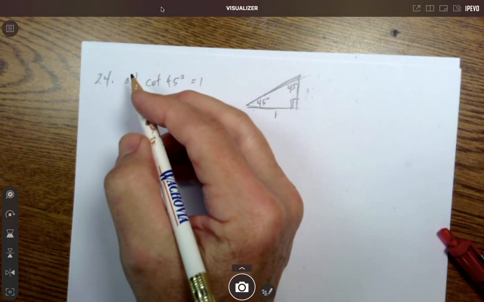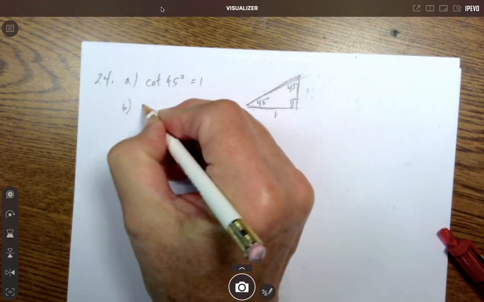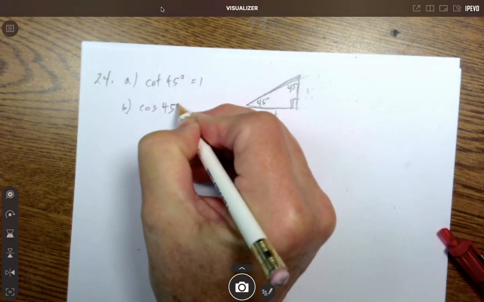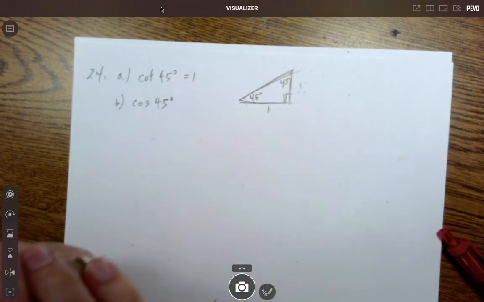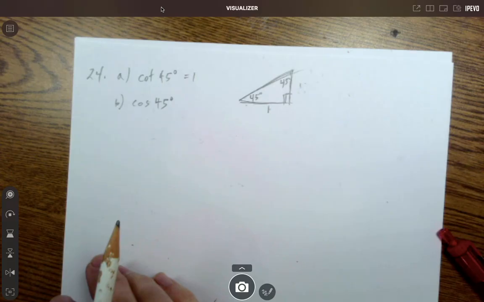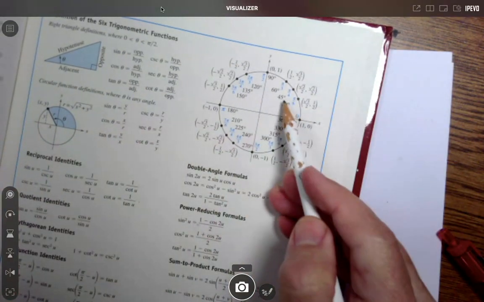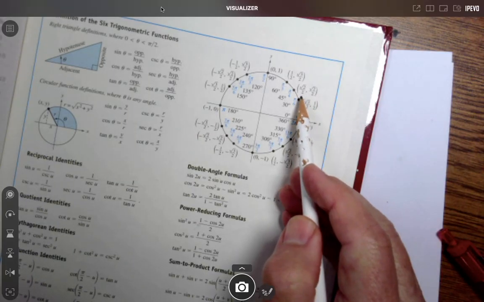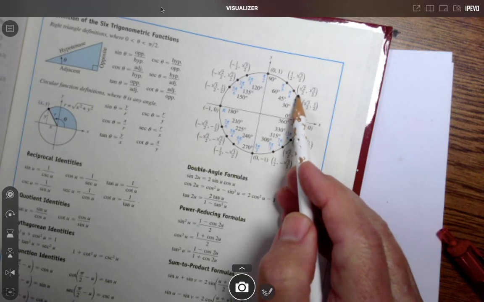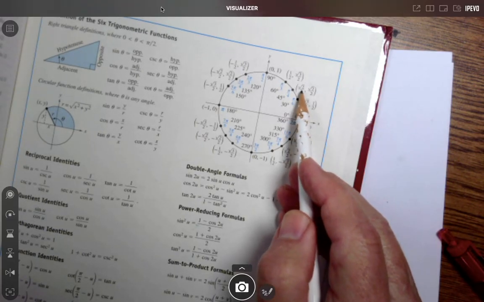See, 24b is cosine of 45. Now cosine of 45, actually we know these from the unit circle too, right, that we drew. So I could answer these this way by looking at the unit circle. 45 degrees. Notice these values are the same right here. Square root of 2 over 2, square root of 2 over 2. So tangent would be that over that, which is 1, because when you put anything over itself, it's 1.